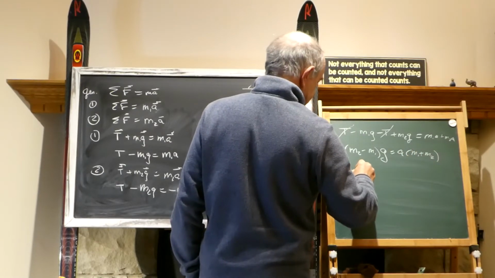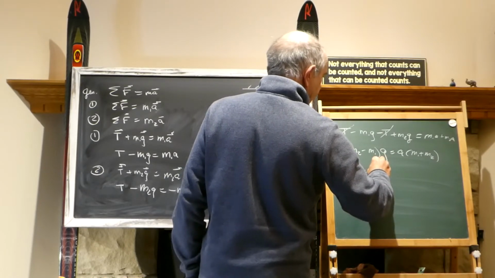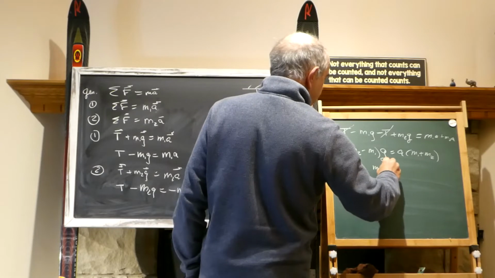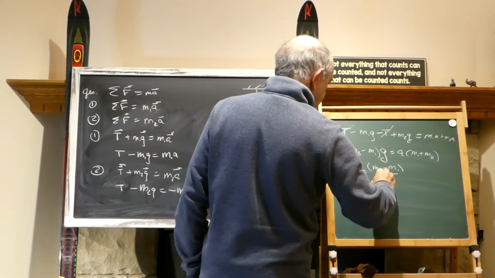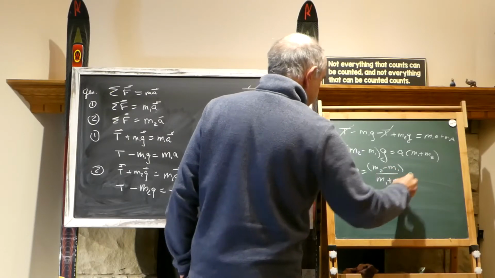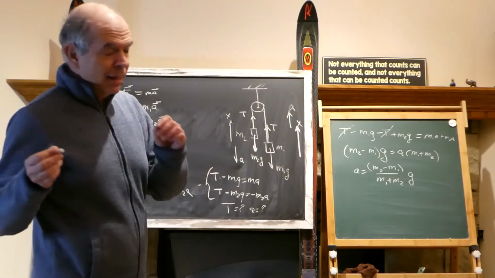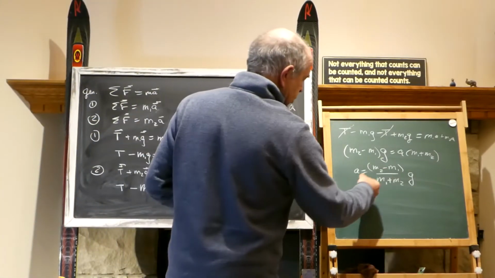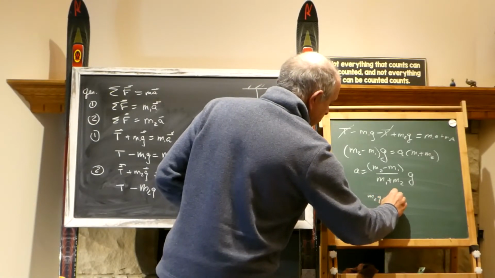and I have a equals m2 minus m1 divided over m1 plus m2, times g. And if you think about it, it's exactly like the previous problem, because what's on top? On top is m2g minus m1g.